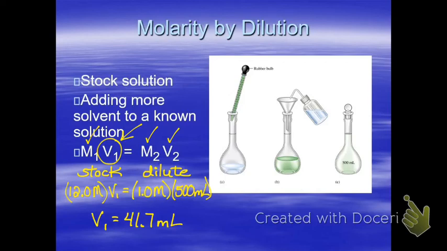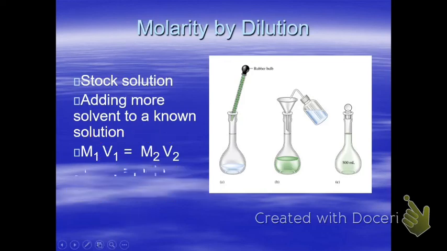And I'm going to add it to the volumetric flask. You'll notice in part B of this picture, I'm not up to the line yet. That line represents 500 milliliters. I've added my 41.7 milliliters, but I'm not up to 500 milliliters yet. So you fill the rest of the way up to that line with water. And what you're seeing in part C is exactly what I wanted: 500 milliliters of a solution that is exactly 1.0 molar. So that's how this math works.